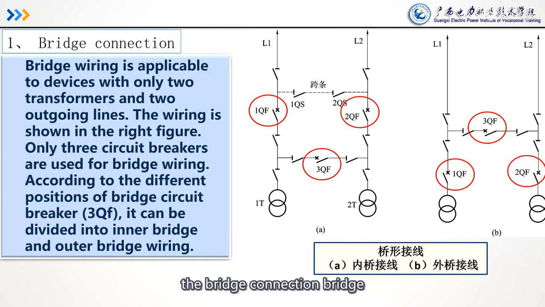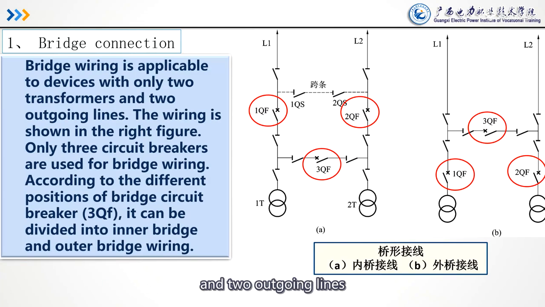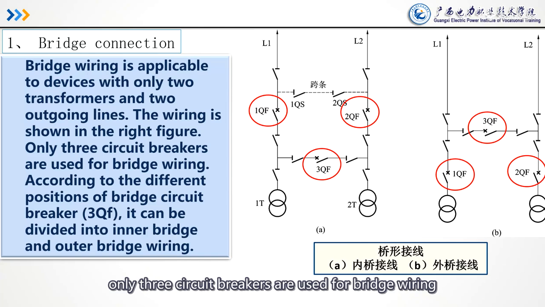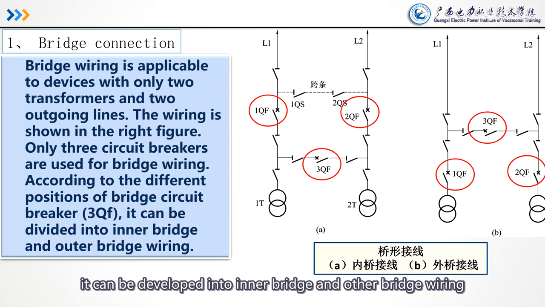The bridge connection. Bridge wiring is applicable to a device with only 2 transformers and 2 outgoing lines. The wiring is shown in the right figure. Only 3 circuit breakers are used for bridge wiring. According to the different position of bridge circuit breaker 3QF, it can be divided into inner bridge and outer bridge wiring.